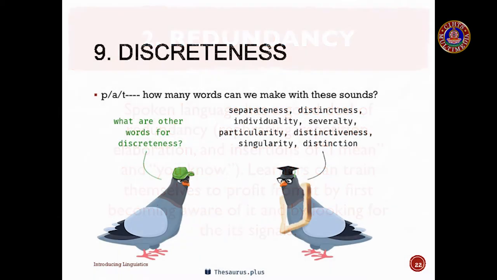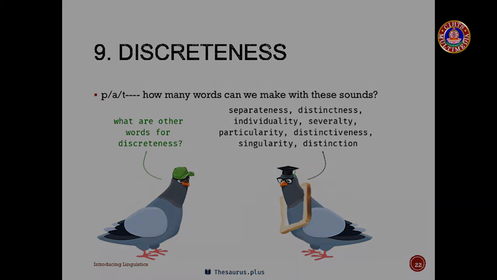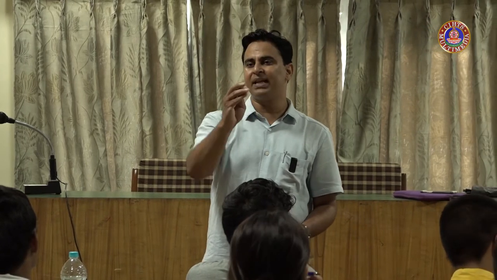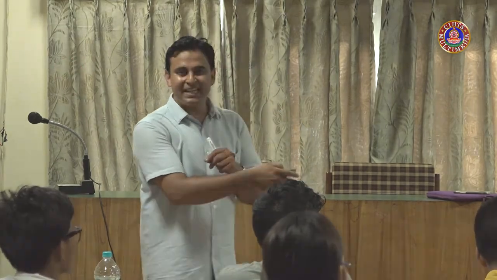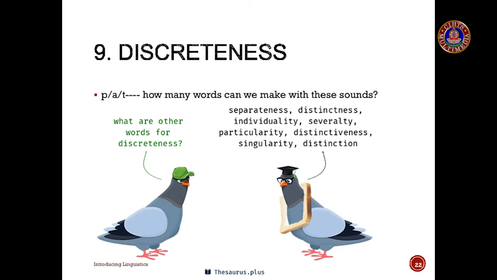Now, discreteness. This is also something associated with what I just said. Human beings are capable of differentiating between every sound, and based on that they are capable of producing certain words and letters. Right? So, discreteness. Now look at that. What are other words for discreteness? Separateness, distinctiveness, individuality, severalty, particularity, singularity, distinction.